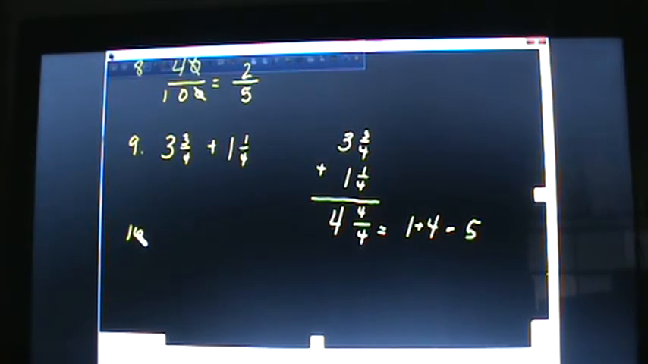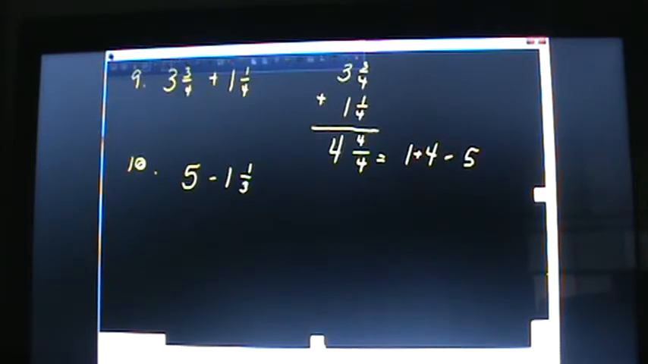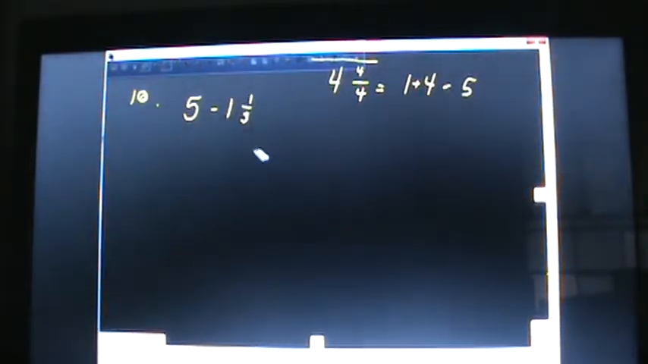Number 10. Five minus 1 1/3. Again, I'm going to stack them on top of each other so I can work it out a little bit better. Okay, so I'm going to have 5 minus 1 1/3.